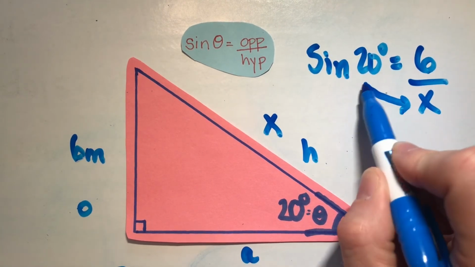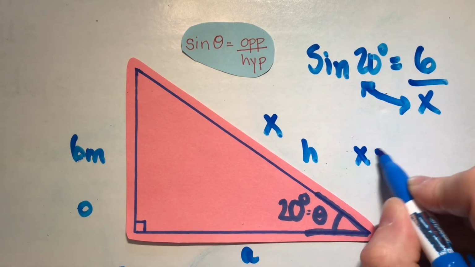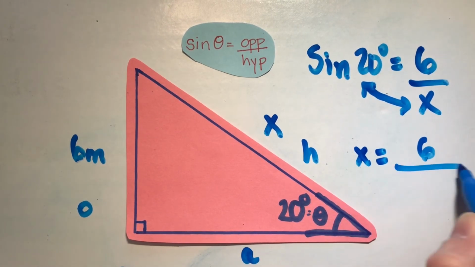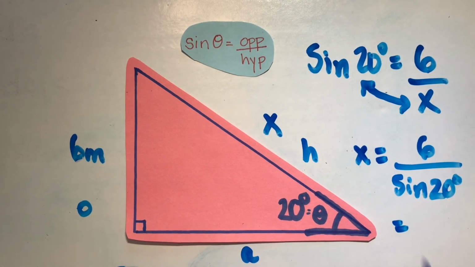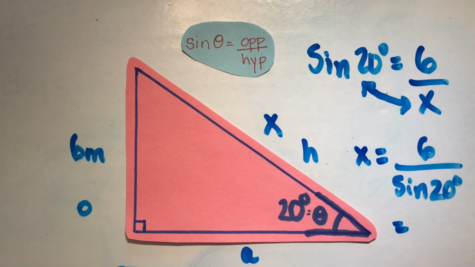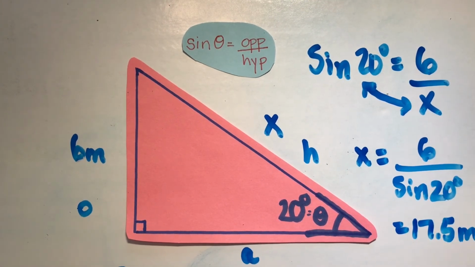Now a simple trick, if your unknown is in the bottom of the fraction here, just switch spots, and we could rewrite it as x equals 6 over sine of 20. You could go through the algebraic steps, but this is probably the easiest way to do that. And our answer is going to be 17.5 meters. And again, this makes sense because the hypotenuse is always the longest side.